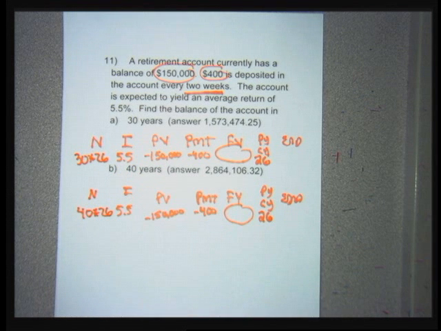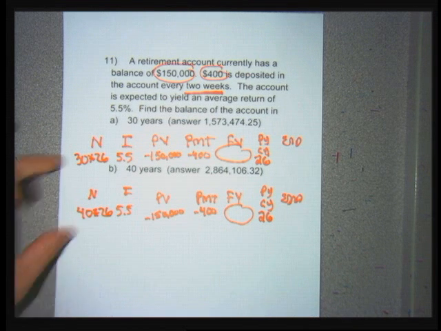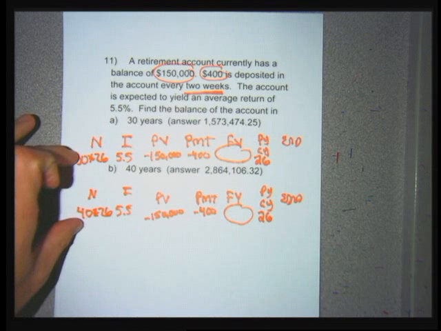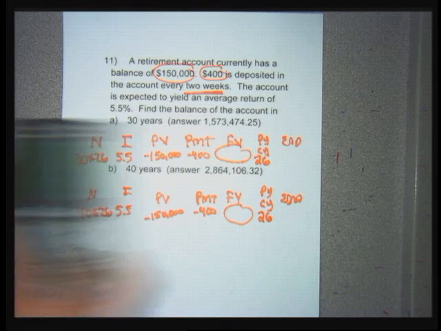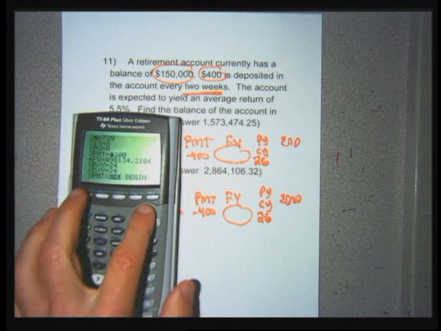For part A, it's 30 years, and if I just typed in 30, that would be like 30 deposits, which is just over a year. I have to multiply the number of years by the number of deposits per year to get the N. So the N for part A is going to be 30 times 26. For B it's going to be 40 times 26. So I have both these strings ready for me to compute, so I'm going to do each.